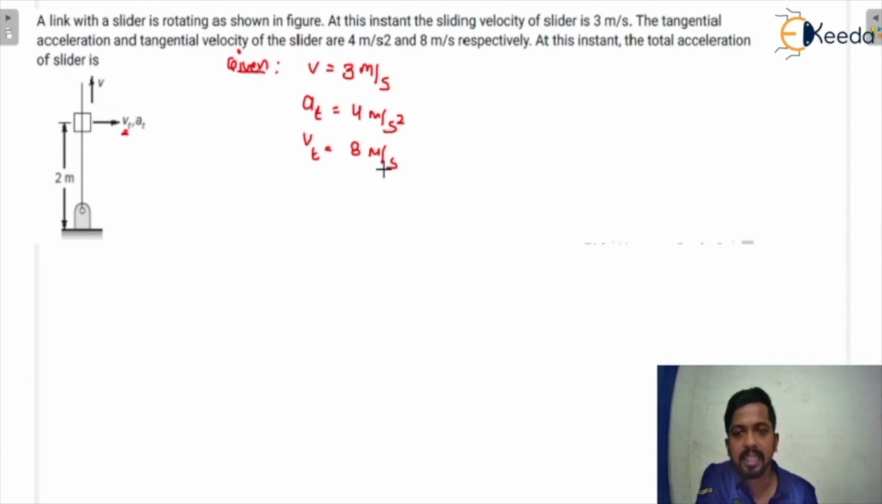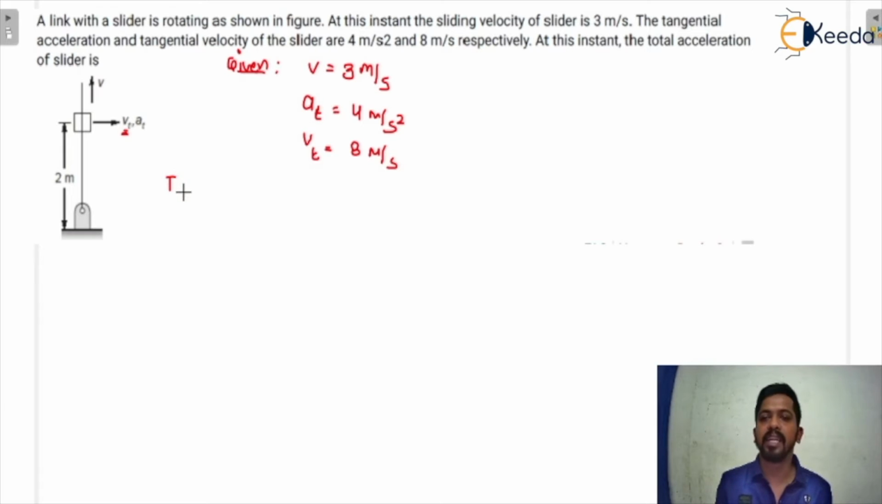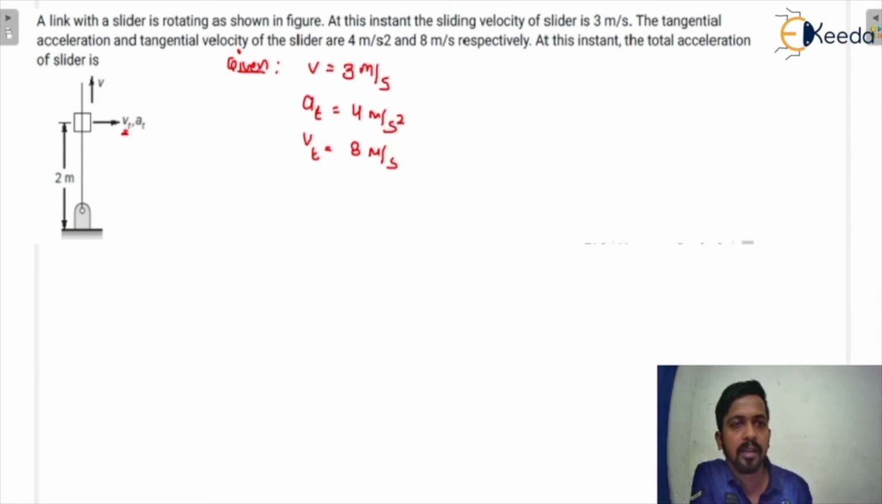Okay, at this instant the total acceleration of the slider would be, now we all know that when we have to calculate total acceleration we need to consider radial acceleration as well as tangential acceleration also. But here, since there is a link with the slider, we need to consider Coriolis acceleration also. First we need to determine the direction of the Coriolis acceleration, and then we have to calculate the total acceleration. So I am going to calculate the Coriolis acceleration first.